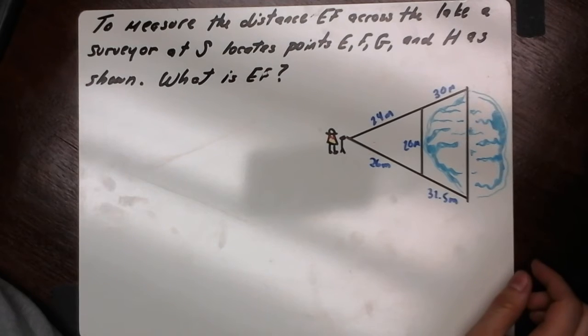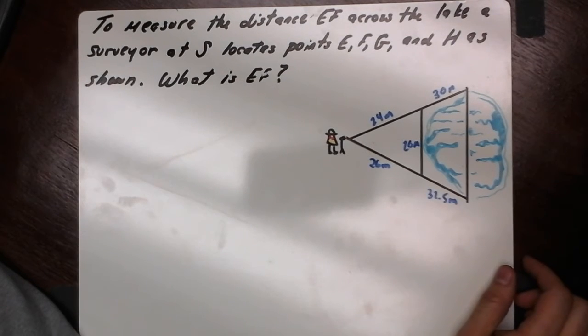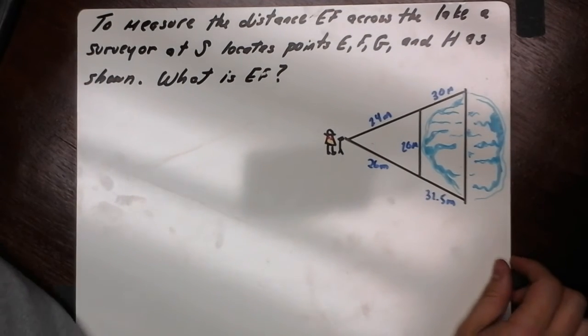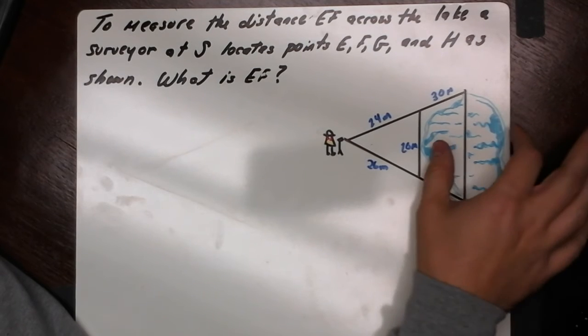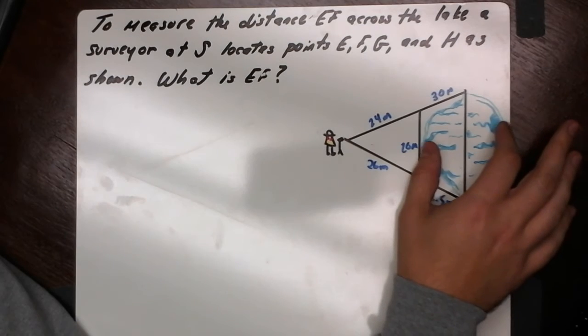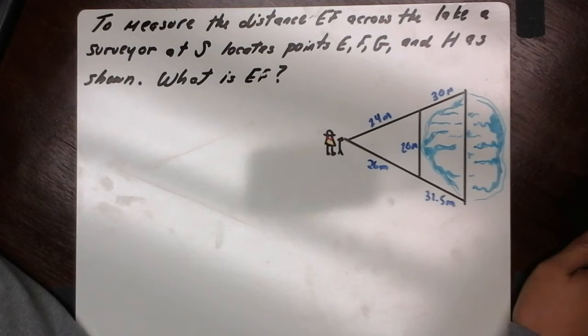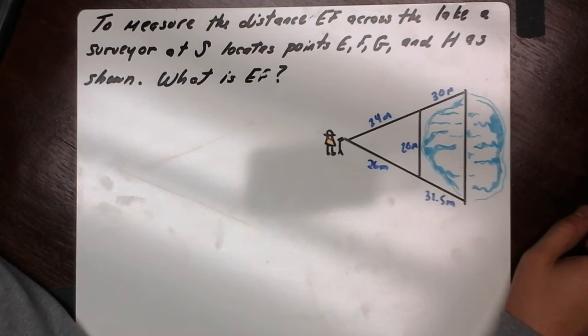Alright, here's your typical word problem. This is actually, I think, a standardized test question that was released. So let's see what we get. To measure the distance EF across the lake, a surveyor at S locates points E, F, G, and H as shown. What is EF? Alright, so in case you're wondering, this galactic looking thing here is water. And this is one of our triangle friends doing his surveying.